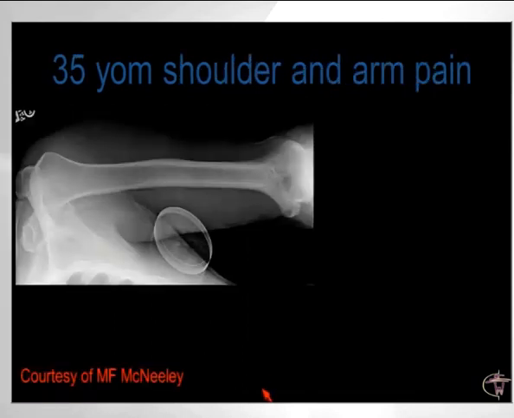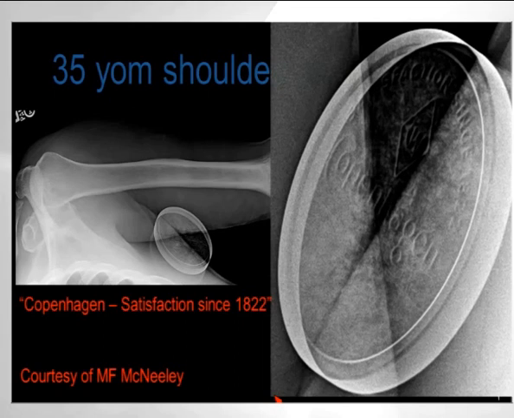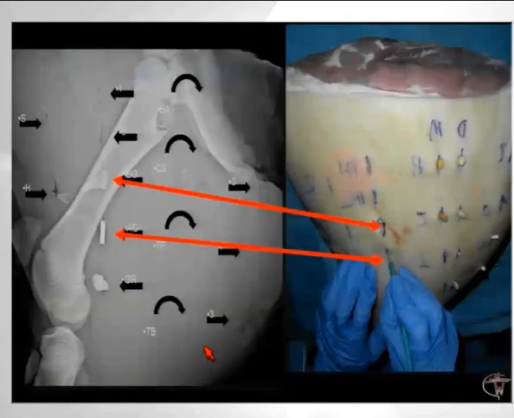When we looked at this, initially we didn't know what to think about it. But zooming in, we could identify that this was in fact the lid of a chewing tobacco container that remained in the shirt pocket of this patient, and so it is not actually a foreign body, but it is a metallic lid away from the bone.